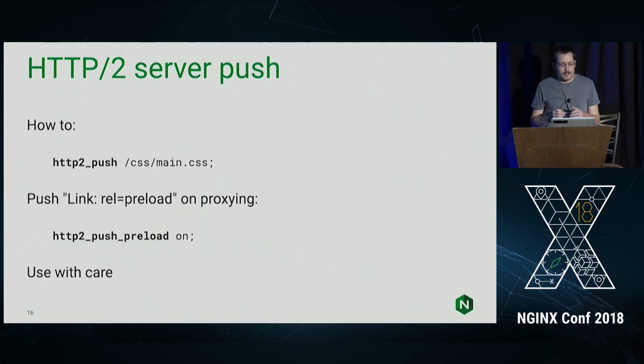To enable push, you can either explicitly configure resources to push by using the http2_push directive, or you can enable automatic pushing of resources listed in Link rel=preload headers. The latter option provides an easy way to control pushed resources from backends.